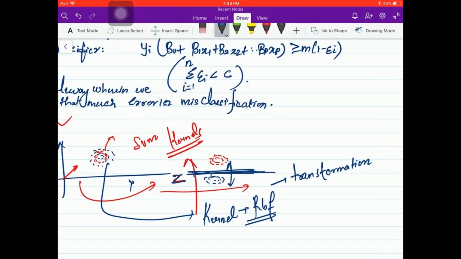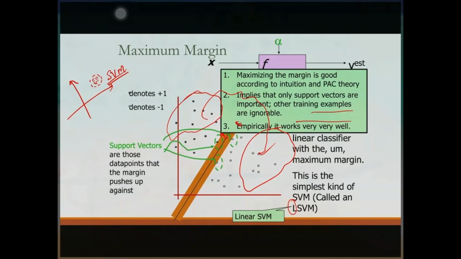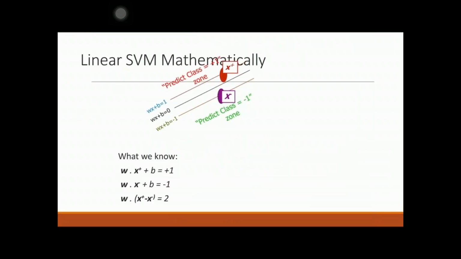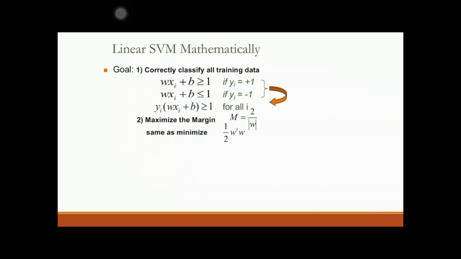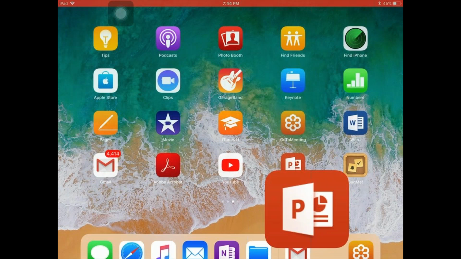Okay, so now let's continue. We have seen this. I'll take your feedback and try to understand: do you want to go into a deeper mathematics of this? A lot of maths is involved and you don't need it. But I think I'll show you something that is a little easier to understand.